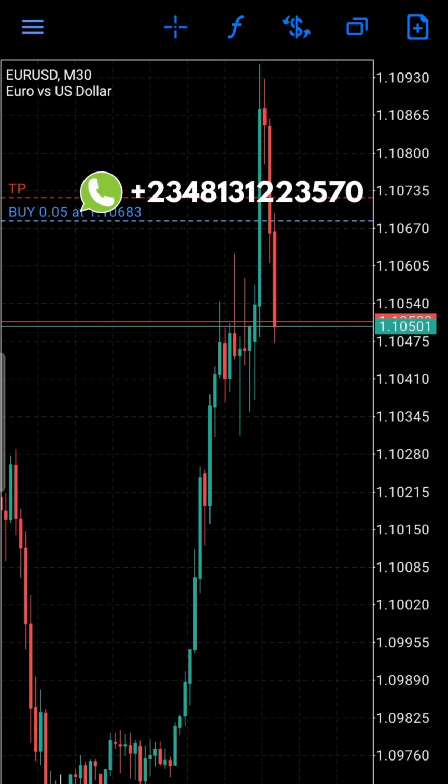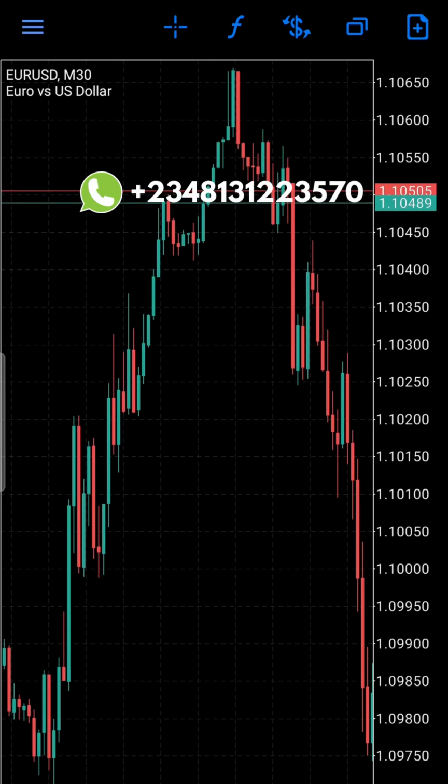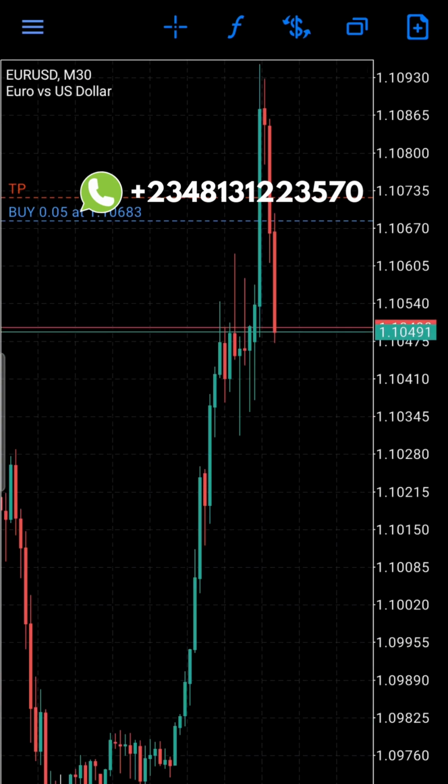Whenever you are trading with VixieBot, if your deposit is less than $5,000, it is recommended to trade with a cent account. Otherwise, you are going to lose your money.